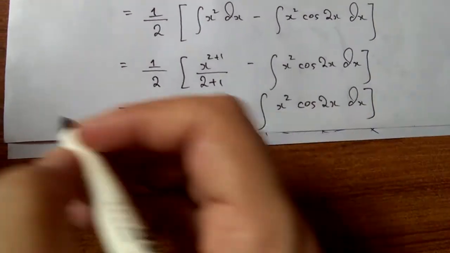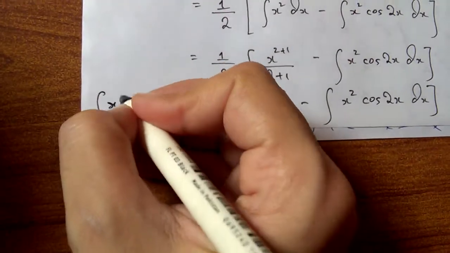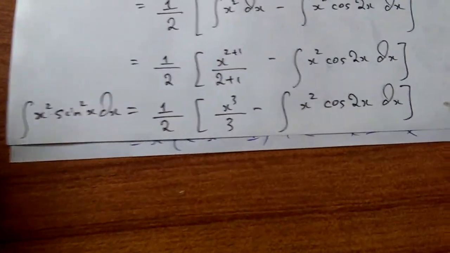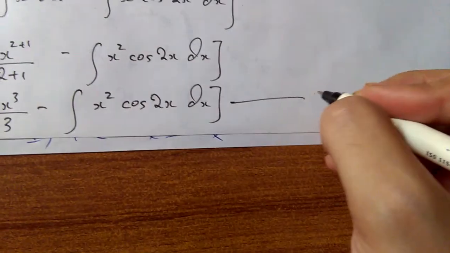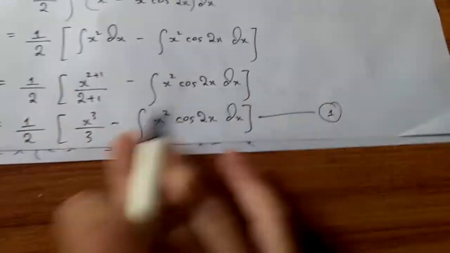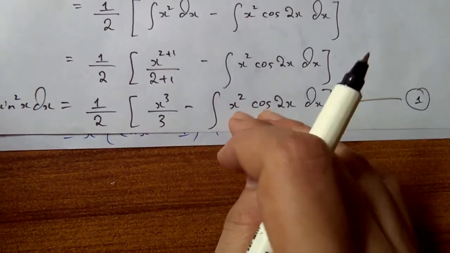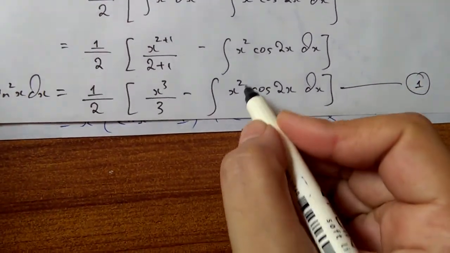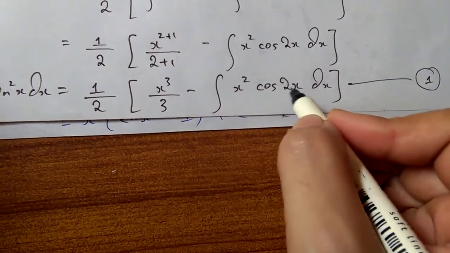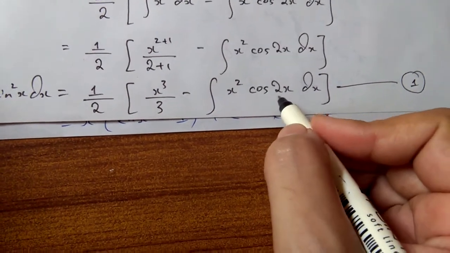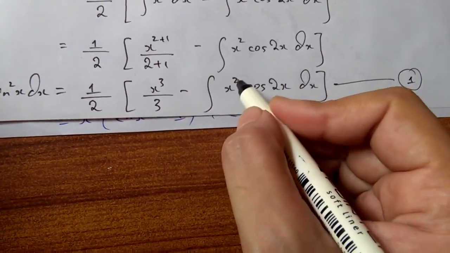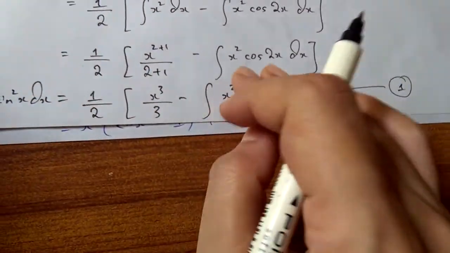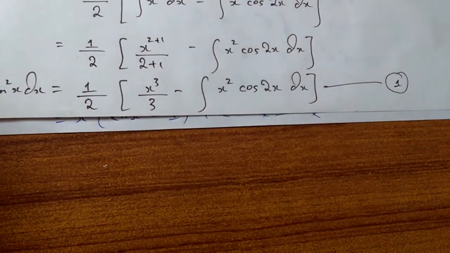But let this be our equation number 1. For convenience, I've just named this equation as my equation number 1. Now I have to apply the by parts over here. Take f of x as x squared and g of x as cosine of 2x. I have to integrate this part, I have to differentiate this part, and then we are going to solve this integral. So let's see.